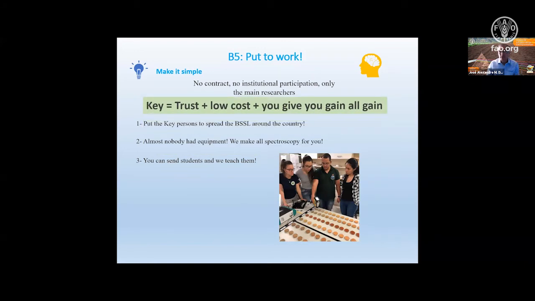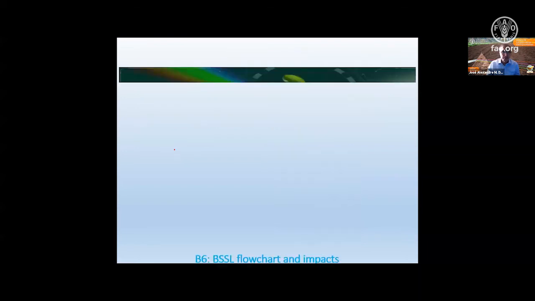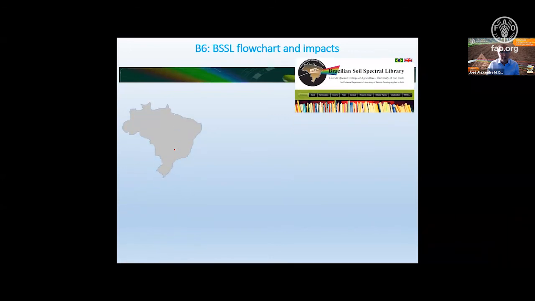So the key was trust to maintain the data. I will not give it to anybody. Low cost, and you give, you gain, all gain. So everything was based on trust. And then I can show the BSSL flow chart and its impact. Now let's start at how it worked.